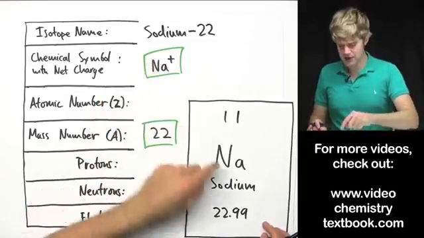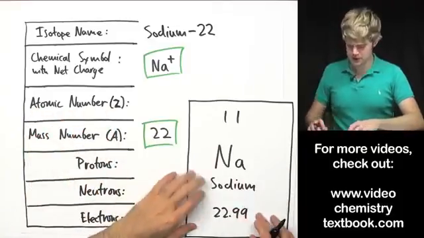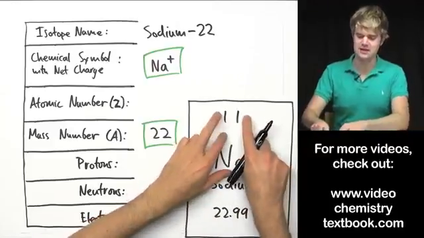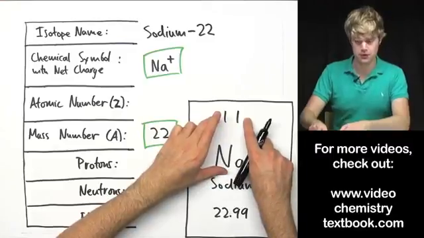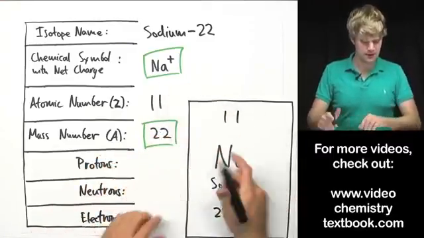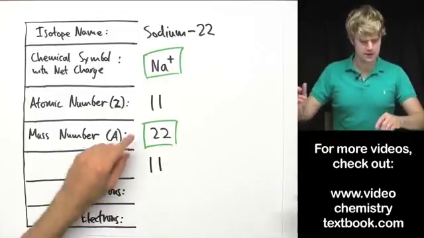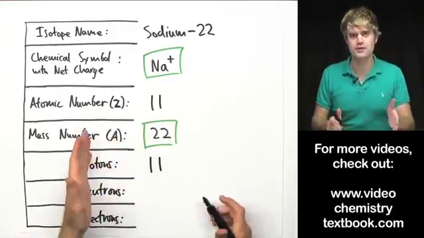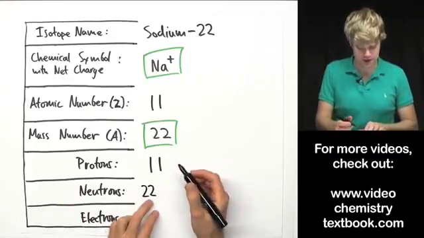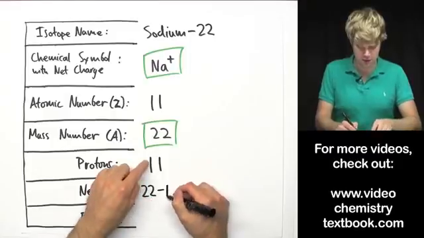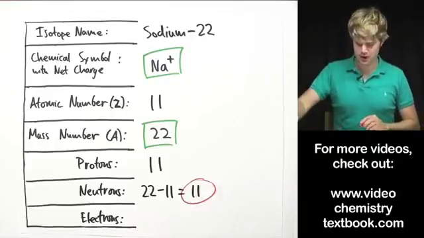Now that we know that Na is sodium, we can fill in the atomic number and the number of protons. Because when we look this up on the periodic table, Na sodium has 11 at the top. This number up here is the atomic number of protons. So 11 for the atomic number, 11 for the number of protons. Now, for the number of neutrons, the mass number here is the number of protons plus the number of neutrons. So if we want to find out just the number of neutrons, we can do protons and neutrons minus protons equals 11 neutrons. That's how many neutrons we have.